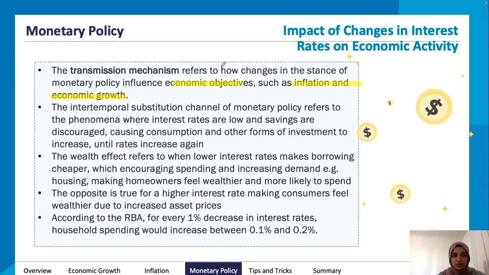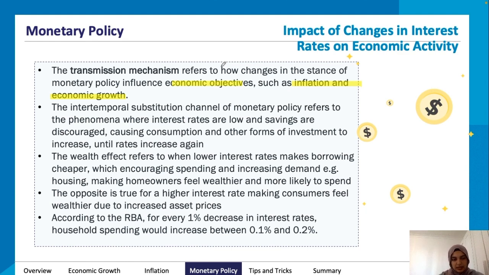So this idea of the intertemporal substitution channel of monetary policy refers to the phenomenon where interest rates are low and savings are discouraged, right? Think about it. Interest rates are low, savings are discouraged. They want people to go out and spend. That's causing consumption and other forms of investment to increase. They want people to invest, they want injections into the economy rather than leakages, which are like savings. They don't want people to save, they want to inject money into the economy, until the rates rise again. Think back to the GFC, think back to COVID, the initial post-COVID response as well.